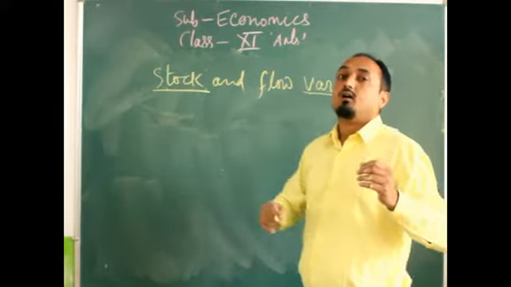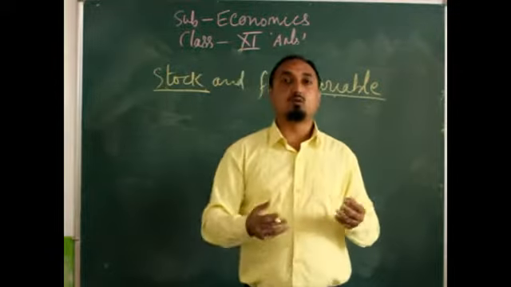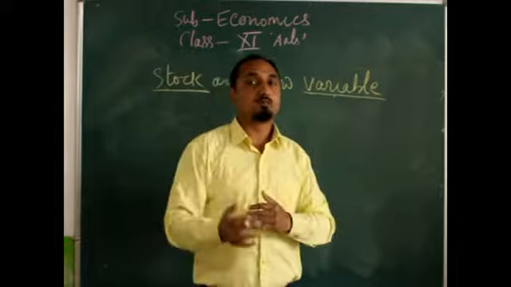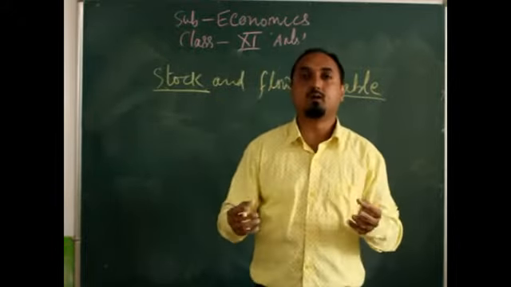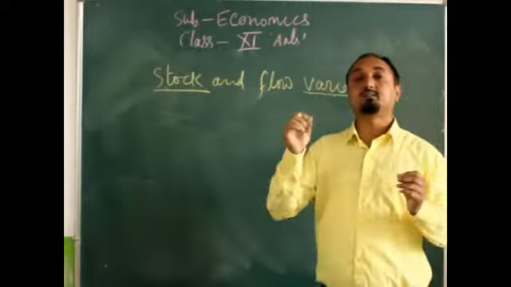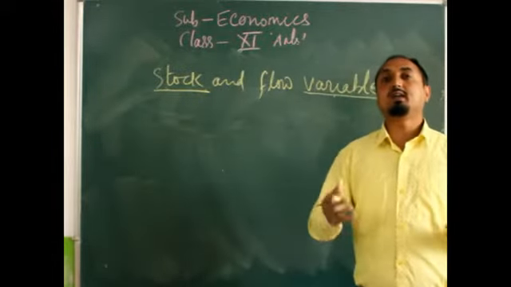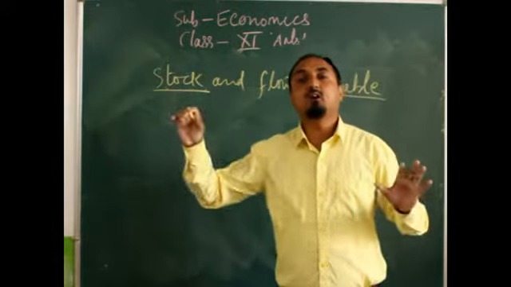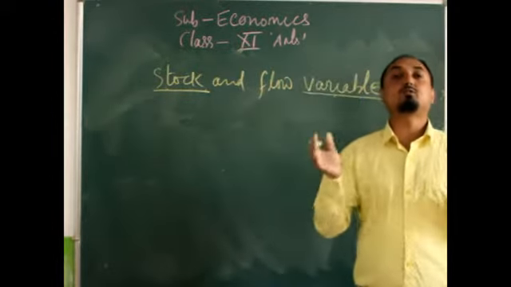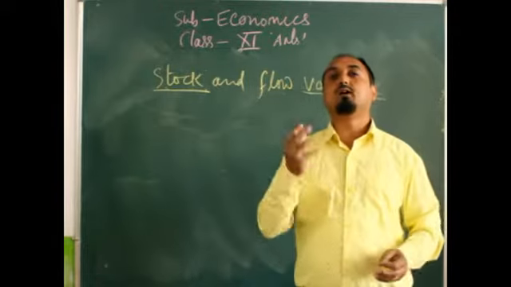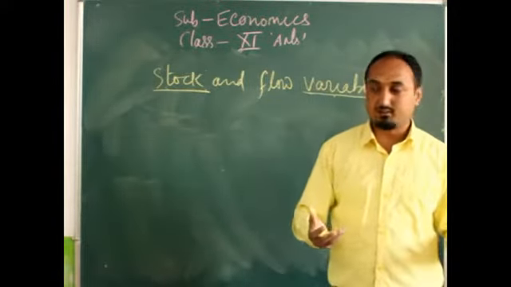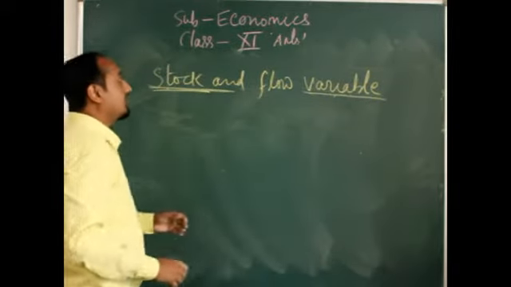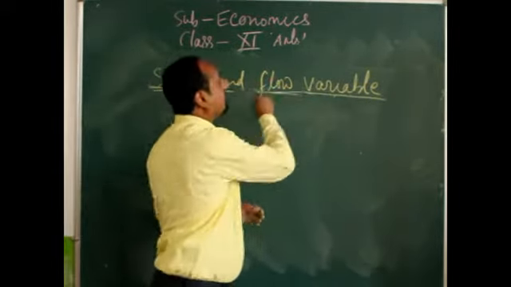Variable means that whose value changes over a certain period of time. The value is not fixed. The value keeps changing. We studied x, y, z in mathematics. So we consider x, y as variables because we don't know the exact value of x and y. After calculation, after solving the problem, only then will we come to know the value of x. So that is a variable. Now here you have to understand the difference between stock and flow variables.